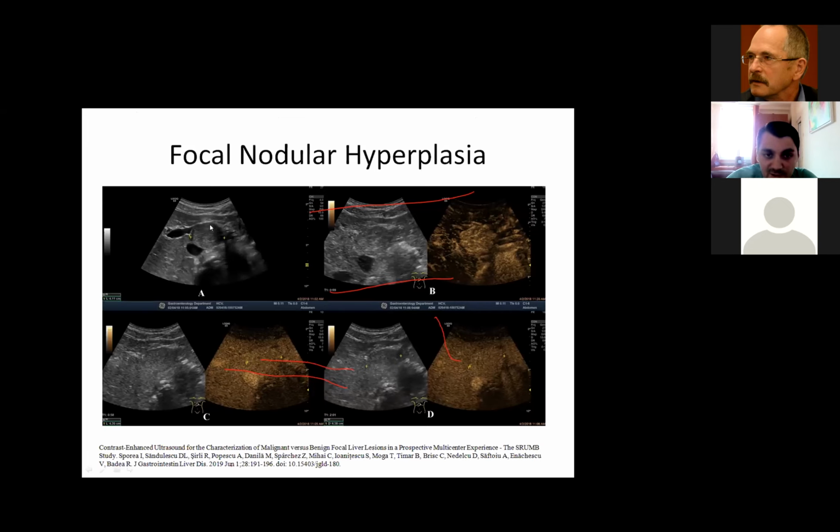And you can see here a lesion in the standard situation, and in the arterial phase, you can see that it can easily be differentiated from the rest of the parenchyma. It is hyper-enhancement, then iso-enhancement in the portal phase, and in the late phase, it's still iso-enhancement. No washout, so probably it's not a malignant lesion. In this situation, we have a focal nodular hyperplasia.